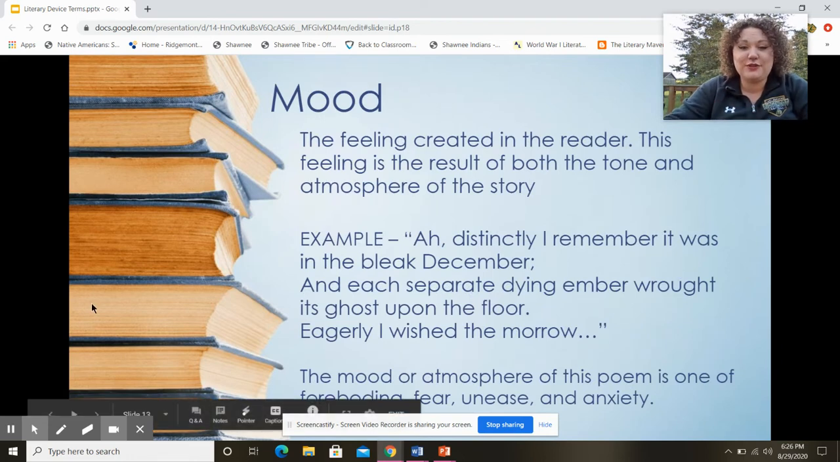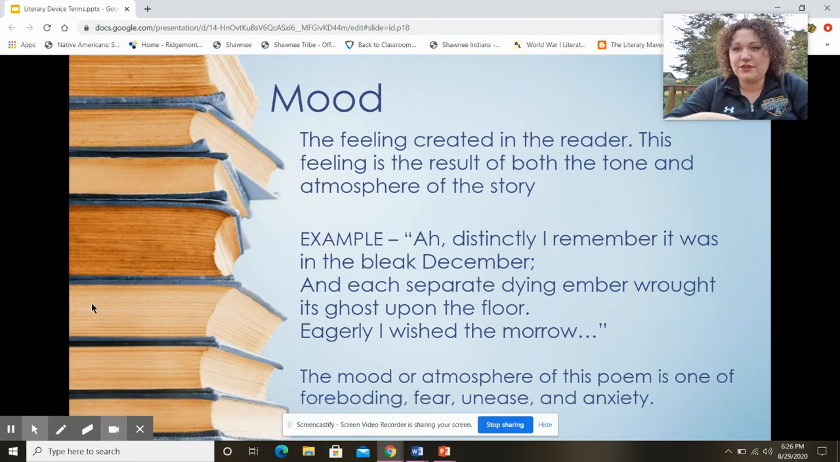Okay, so the next term is going to be mood. This is the feeling created in the reader itself. This is the feeling that you have while you're reading. Now, the tone that the author creates helps you to feel this mood, but the mood is what you are feeling from the tone and the atmosphere of the story.